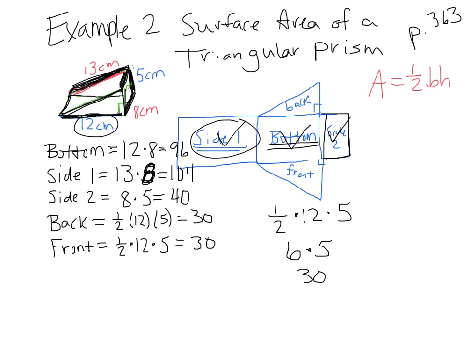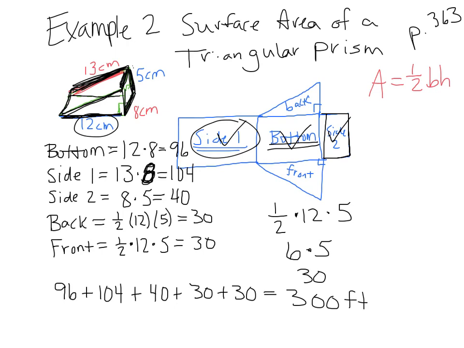So now my last step is to add them all up. I've got 96 plus 104 plus 40 plus 30 plus 30. And I'm going to do this really quickly, but you would sit and add everything out. You should come up with a total of 300 feet squared or square feet. Either or. Like I said, I'm going to try and prefer that you guys start writing it that way, but we can kind of deal with that as we go.